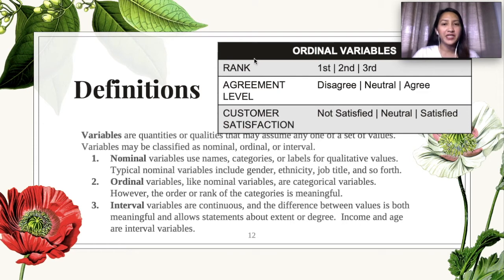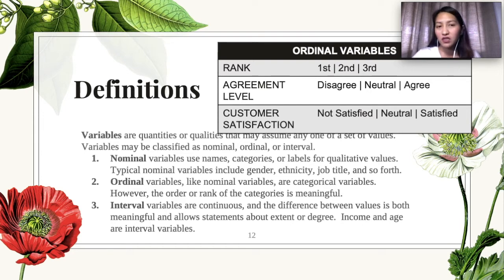So, we have here examples. Rank. Halimbawa, yung tanong mo ay pang ilan ka sa inyong klase. First, second, third. So, merong degree. Meron din namang agreement level. Do you agree in proceeding to the new normal? Disagree? Neutral? Agree? Or customer satisfaction?